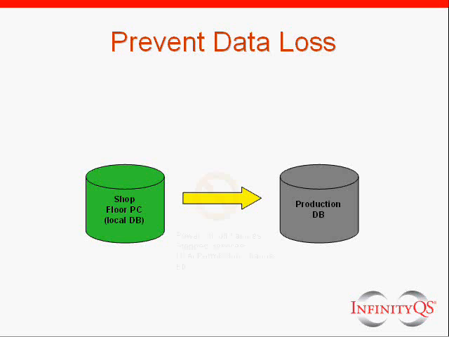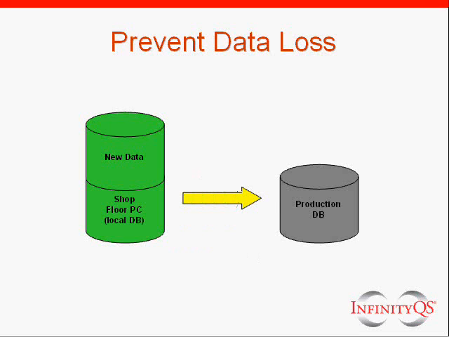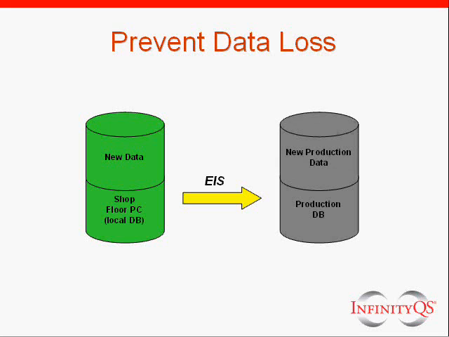In the event that the database connection is interrupted, due for example to a power or server failure, a disruption in the service, or an inadvertent permissions change, the shop floor data could continue to accumulate in the local database as though nothing had happened. Eventually, when the database connection is restored, EIS would automatically forward all accumulated data into the production database. The bottom line is there would be no loss of your critical quality data.